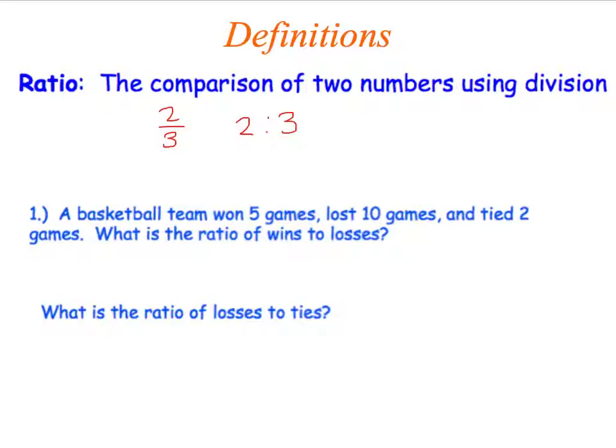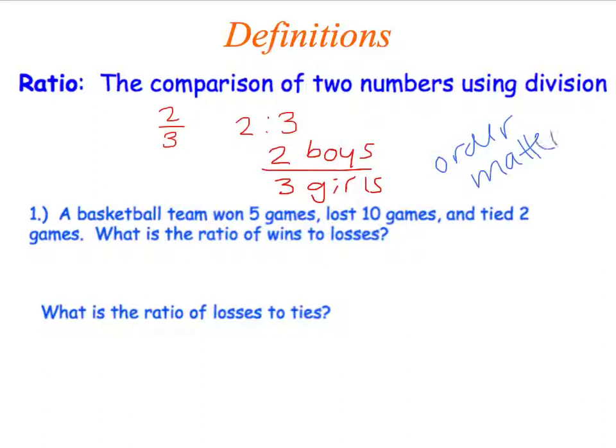Sometimes you'll see labels like 2 boys to 3 girls, but other times you won't. One thing that's really important to remember about ratios is that the order matters. A ratio of 2 to 3 is not the same as saying 3 over 2.